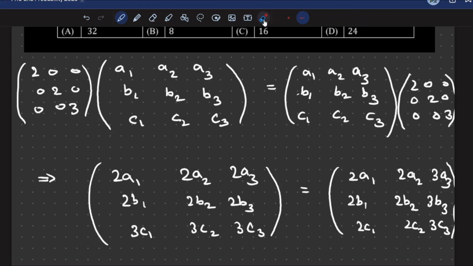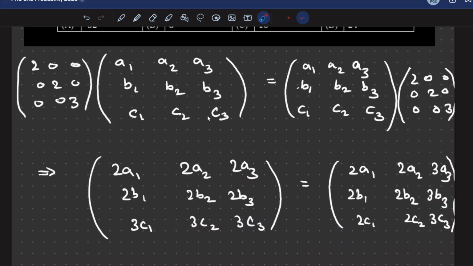Okay, now that we have the multiplication ready, you can notice that the terms which are different here are this term and this term, all right? This term and this term are different, these two terms and these two terms are different, all right? So from here, can we say that A3 would be 0, B3 would be 0, C2 would be 0 and C1 would be 0, all right?